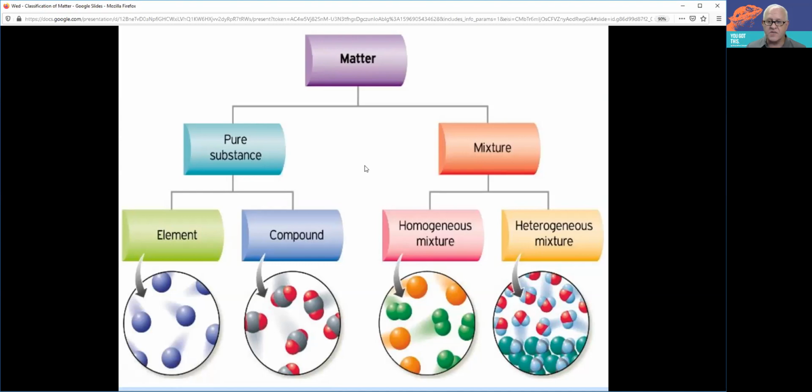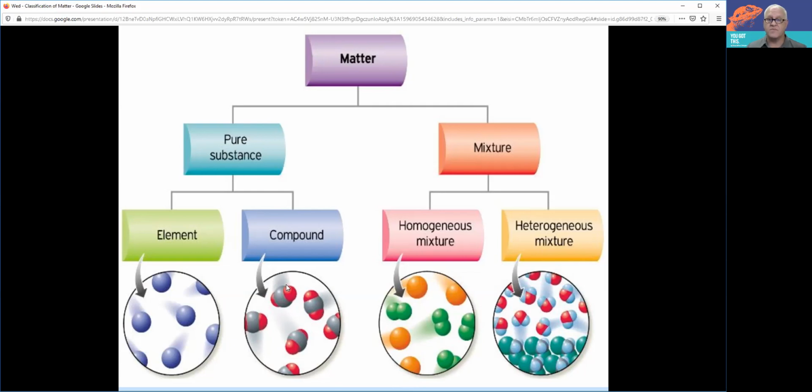So if we take a look at this flow chart, we start at the top with the big idea of matter. And you can put this flow chart in your notebook. On the left-hand side, we look at a pure substance. A pure substance is an individual element like sodium or copper or oxygen. And then a compound is where those elements combine with each other to form a new substance.